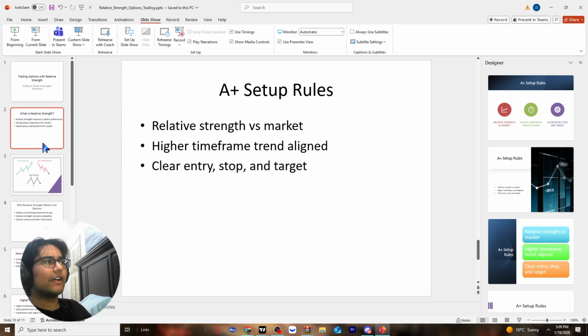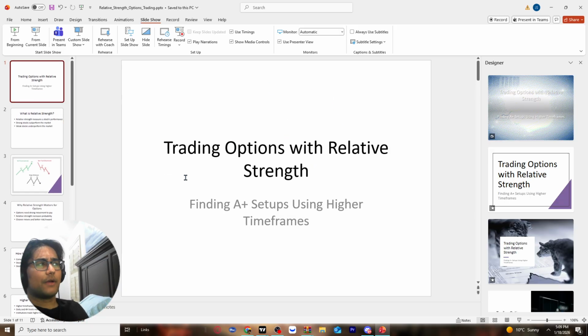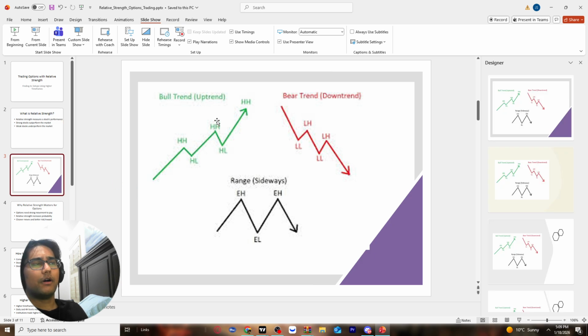So let's start from the beginning again. Trading ultra relative strength, we talked about higher highs and higher lows. This also works best when you look at the higher time frame. You want to see on the higher time frame if the name is making higher highs and higher lows.